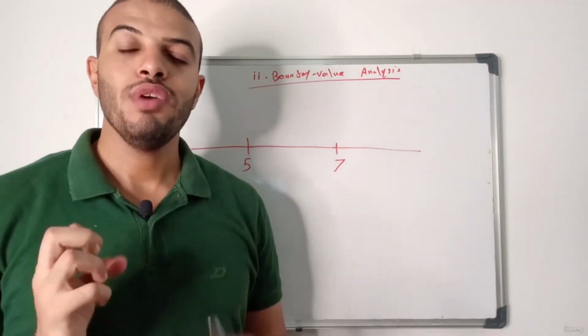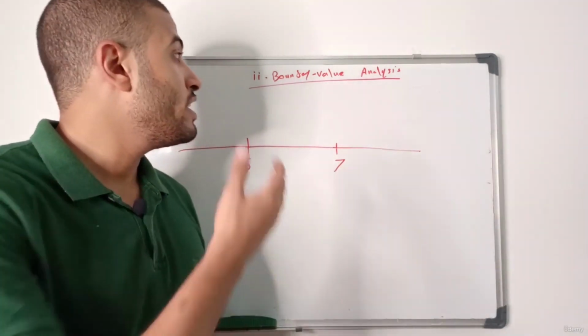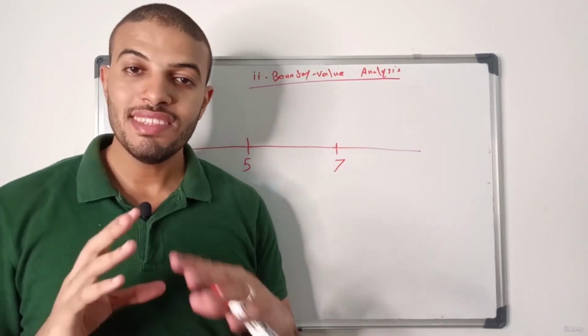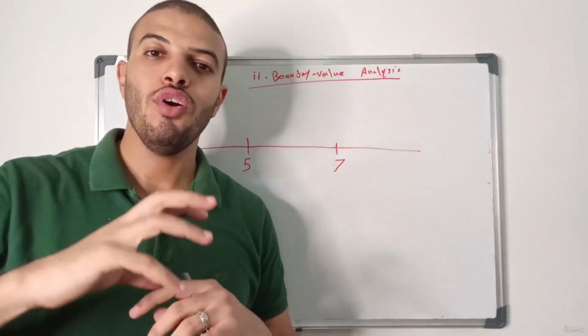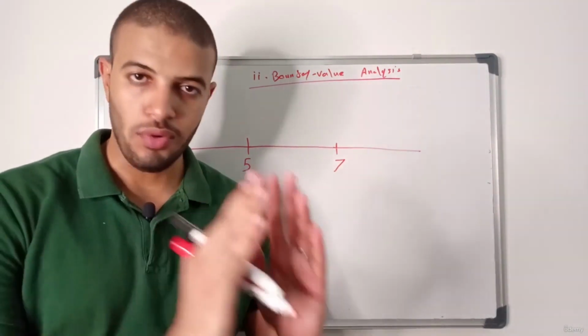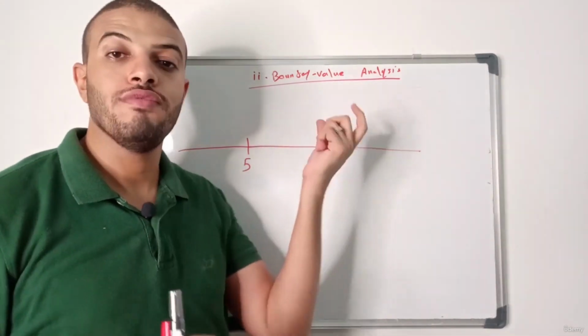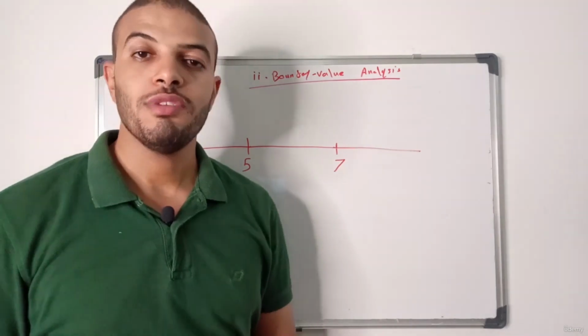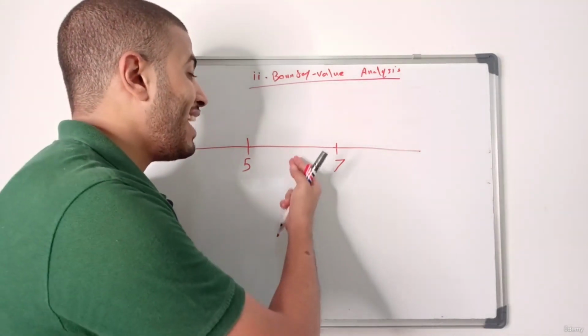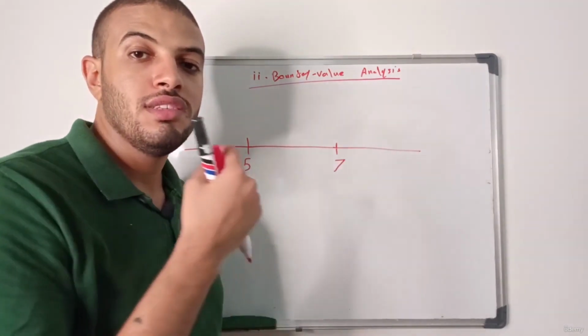The second technique that we have in black box testing is called boundary value analysis. This technique is considered an extension of equivalence partitioning. So it is equivalence partitioning, but in a better way, okay? It tests the boundaries of the system. In equivalence partitioning, we said that we will test at any value inside the partition.